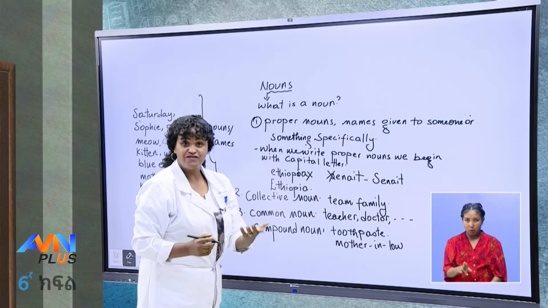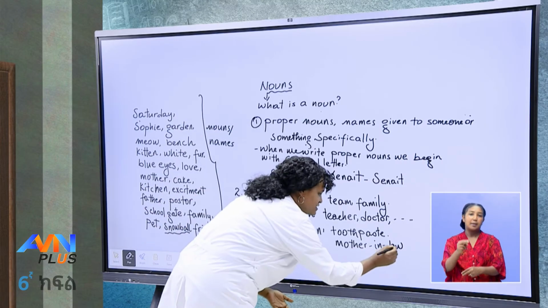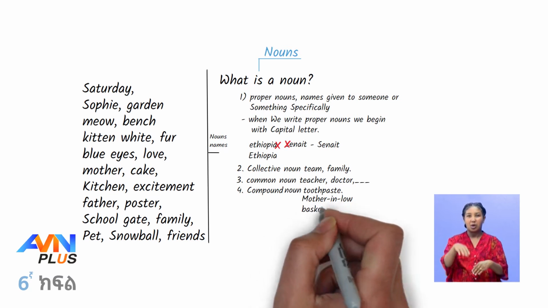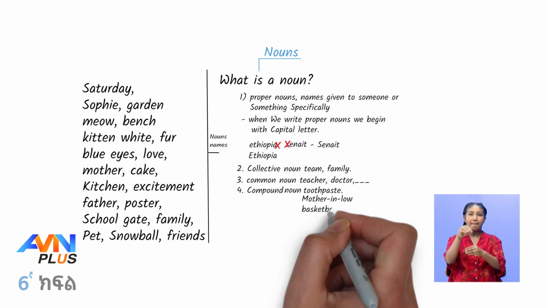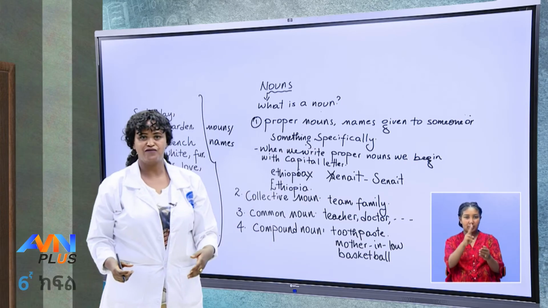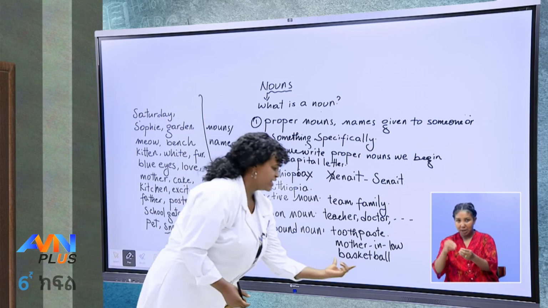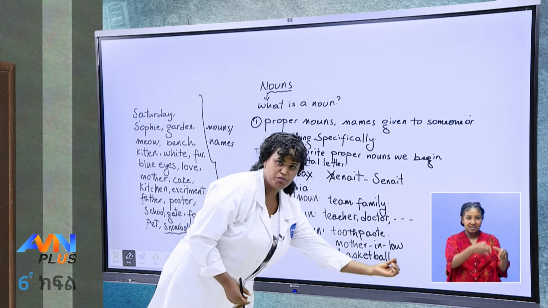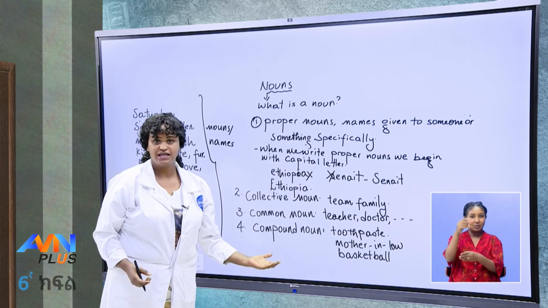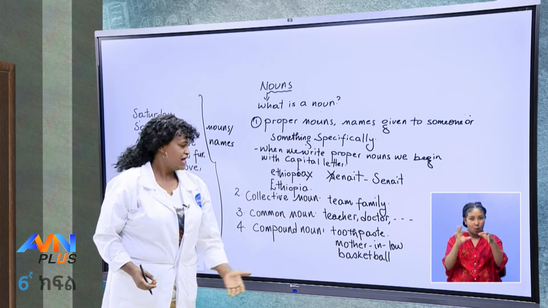Or breakfast, for example. Breakfast. Basketball. It is the name of a sport. But here is a basket and a ball. Yeah? These are called compound nouns. Yes? What else?